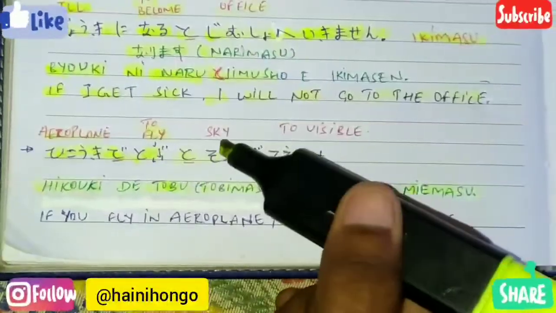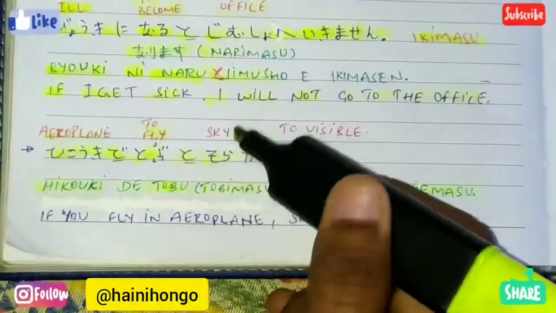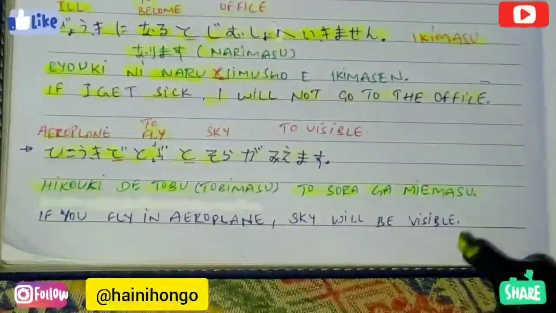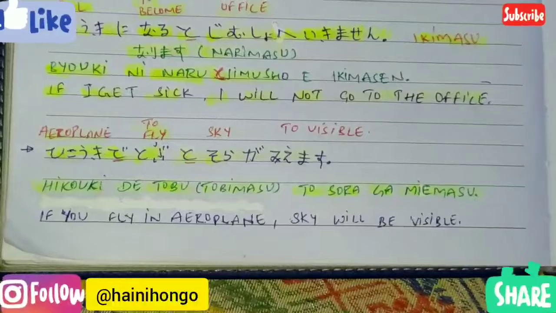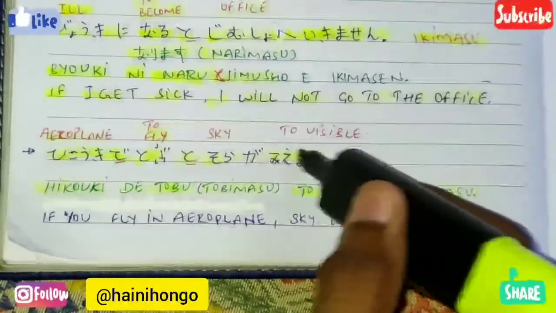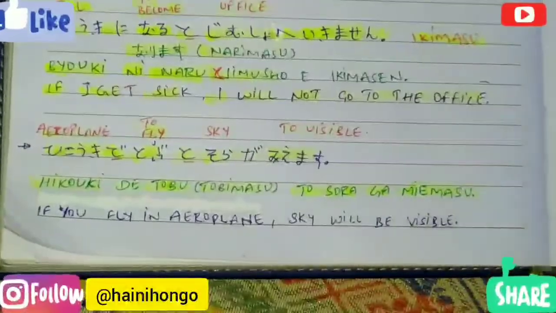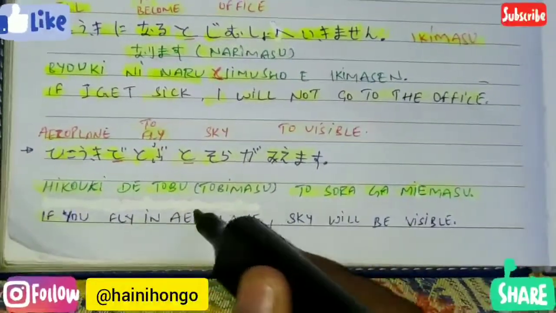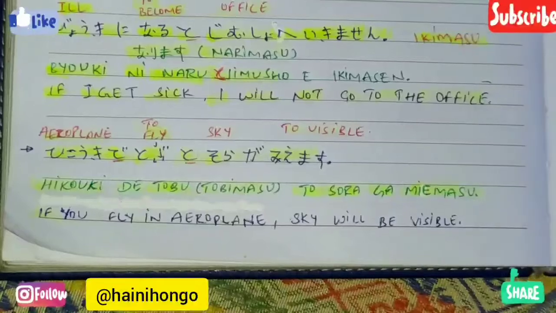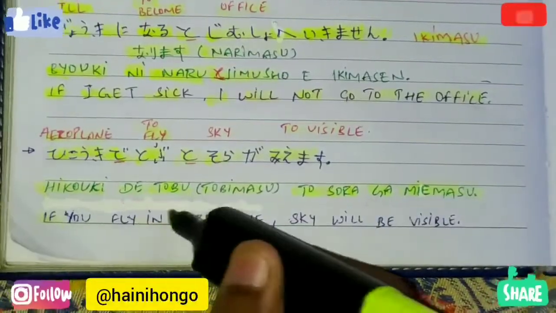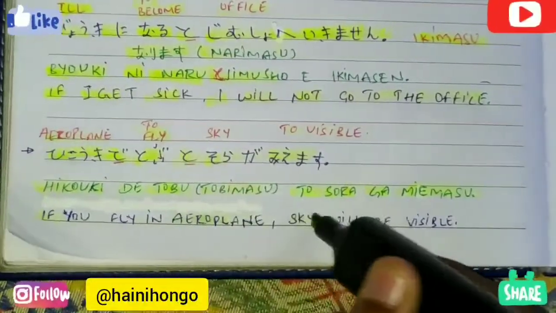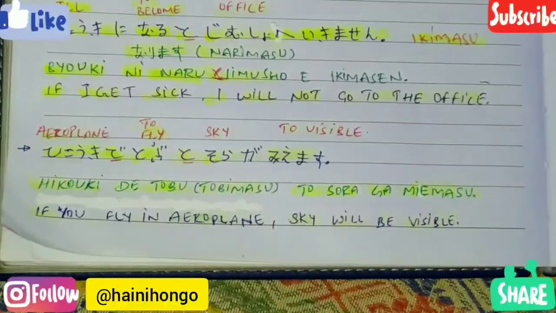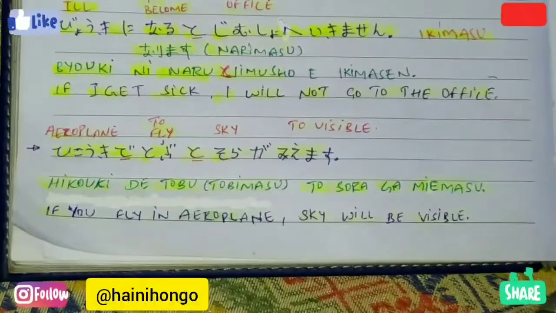Again, this is our particle "to". Sora means sky, and ga again is an intransitive particle because it is visible, and miemasu means to be visible. So the translation would be like this: if you fly in an aeroplane, the sky will be visible. So guys, this was our "to" particle, which is the conditional form.